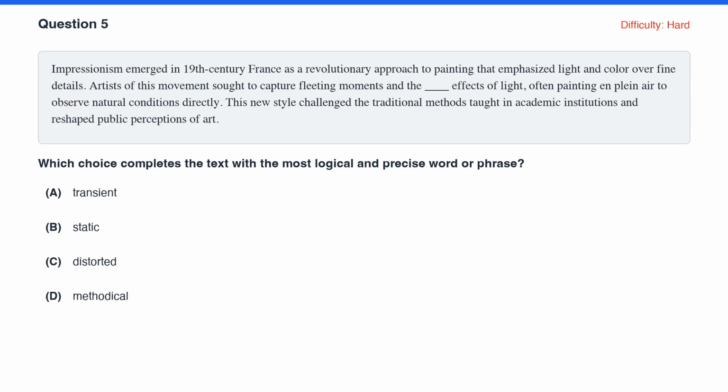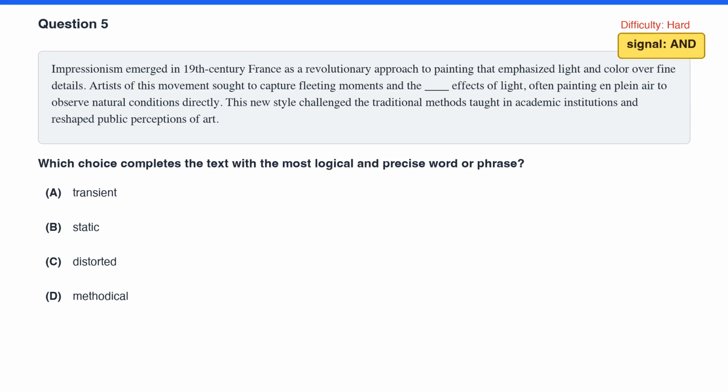Last one, the hard one. If you can apply the formula on this one, you're set for test day. Passage about Impressionism again. Artists of this movement sought to capture fleeting moments and the blank effects of light. Step 1, cover the choices. Done. Step 2, circle the signal. This is the key step on this question.